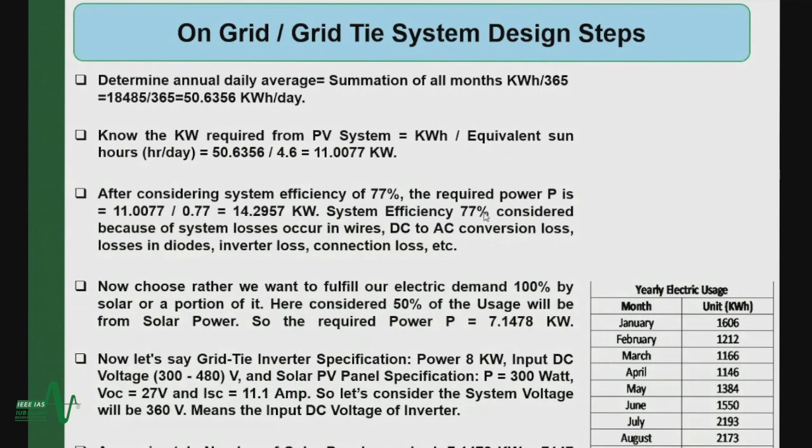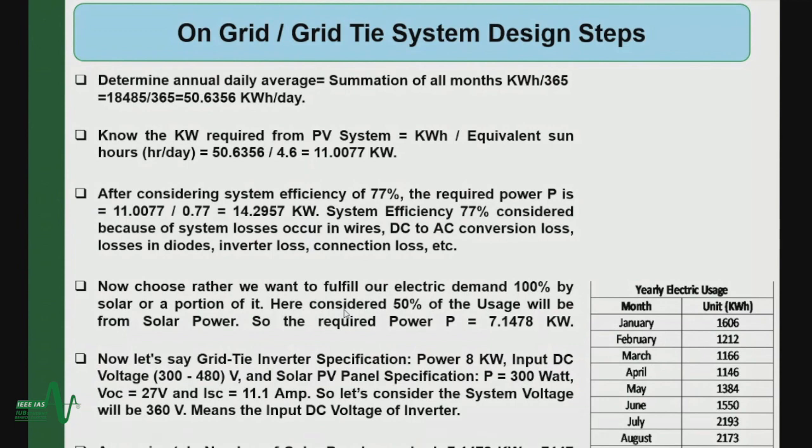So we are considering the whole system's efficiency will be 77%. Okay, so that means a lot of losses in here. We are considering the loss will occur in wires, DC to AC conversion loss, diode loss, inverter loss, connection loss, a lot of them. So if we consider it, 11 kilowatt divided by 77% gives us a 14 kilowatt system.